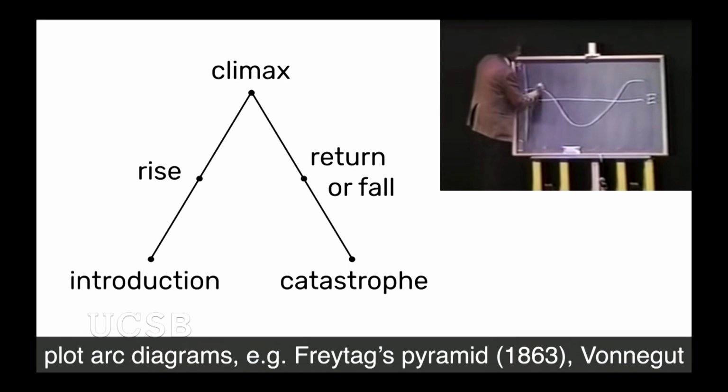One is plot arc diagrams. So we have here the introduction, rise, climax, return or fall, catastrophe. There could be a denouement. This is Freytag's pyramid. It's quite old, developed in 1863. But we also have an example of Kurt Vonnegut giving a public lecture, much like this one, sort of research ideas worth thinking about, where he was drawing Cinderella or Oedipus Rex onto a graph. It looks like information visualization of narrative.